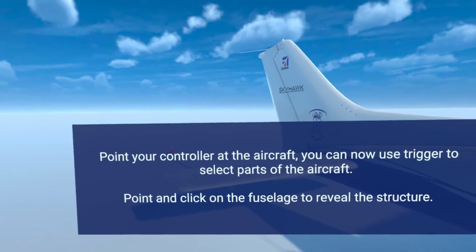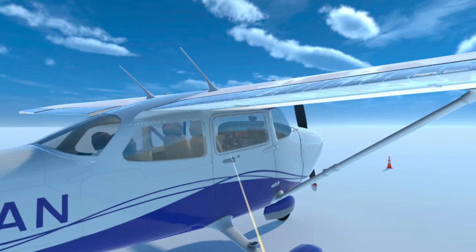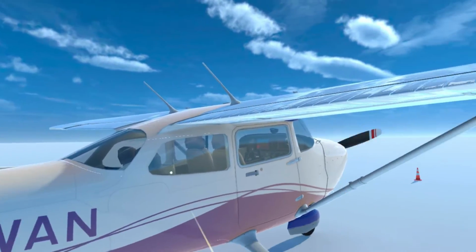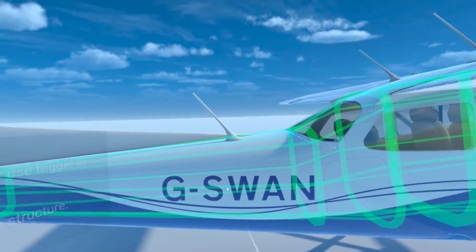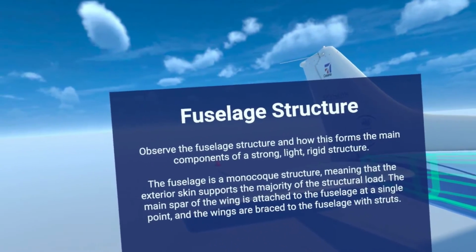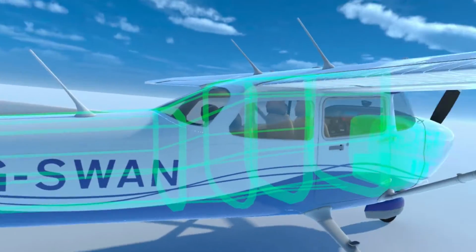Point your controller at the aircraft. You can now use trigger to select part of the aircraft. Point and click on the fuselage to reveal the structure. Observe the fuselage structure and how this forms the main components of a strong, light, rigid structure.